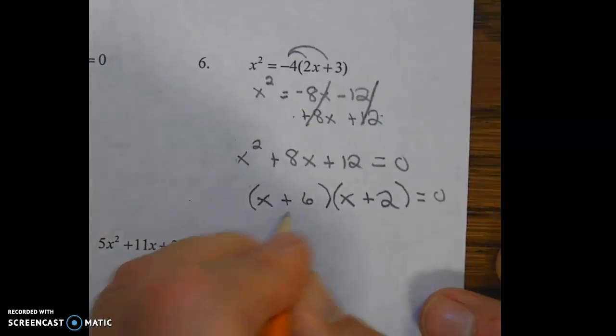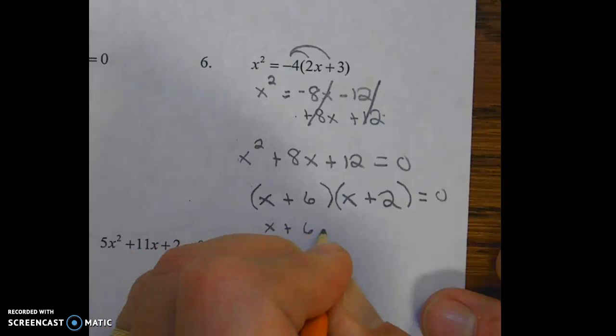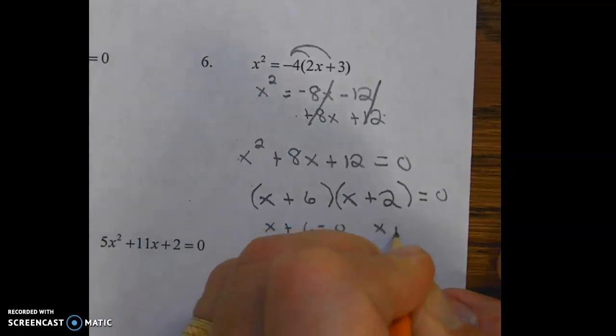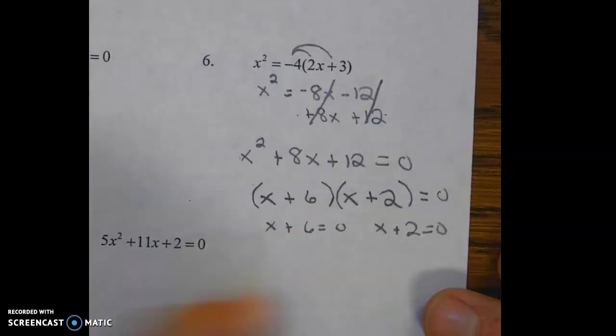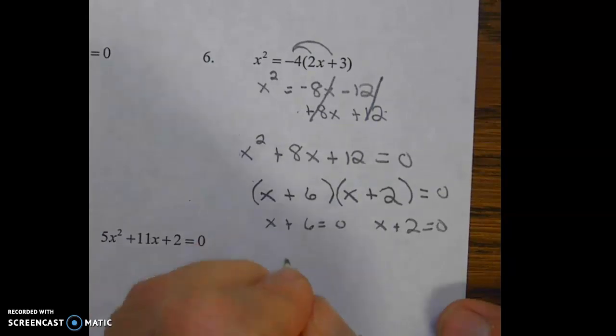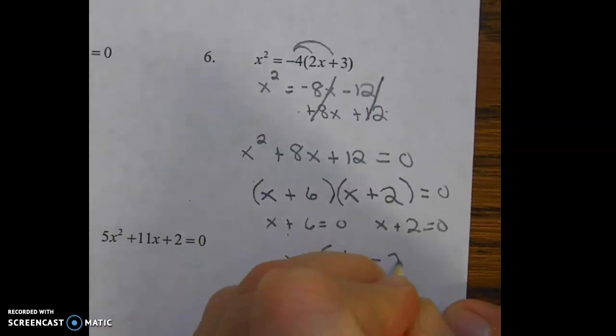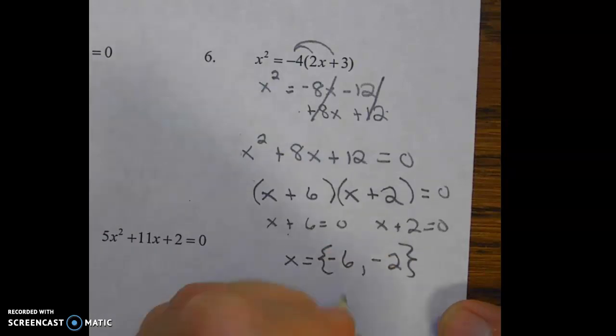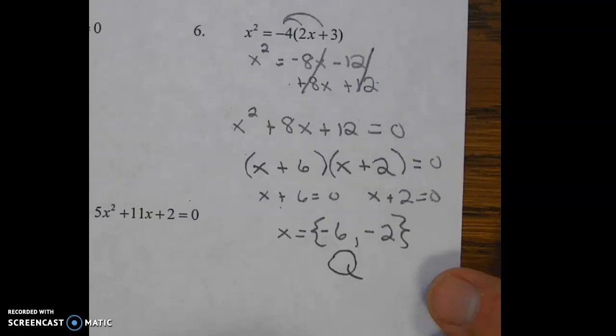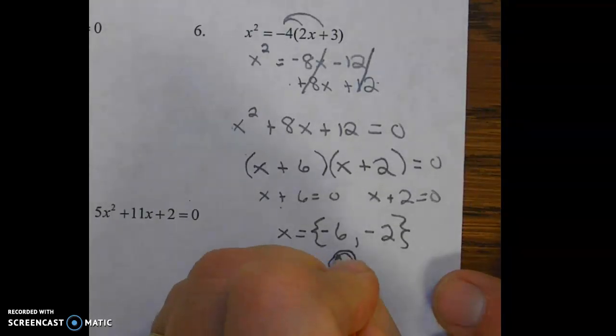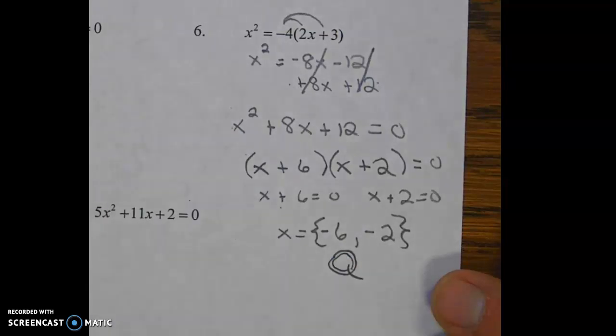So then we're going to set each factor equal to 0, and then solve those factors for x, which means to isolate x. So we get negative 6 as one solution and negative 2 as the second solution. And these are rational numbers. This symbol represents rational numbers. It's actually a double strike Q, but Q will be fine.